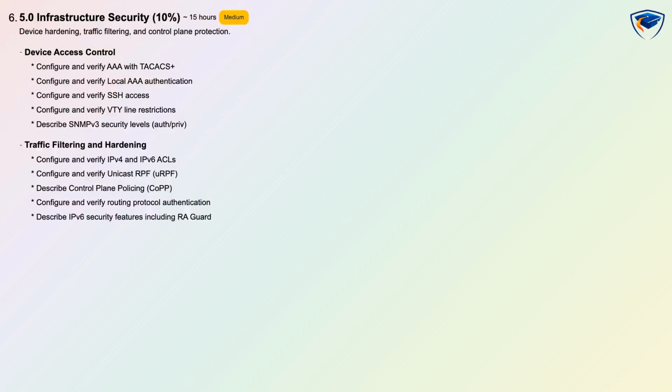You will also configure IPv4 and IPv6 ACLs, verify unicast RPF, apply control plane policing, enable routing protocol authentication, and learn IPv6 protections such as RA-Guard.